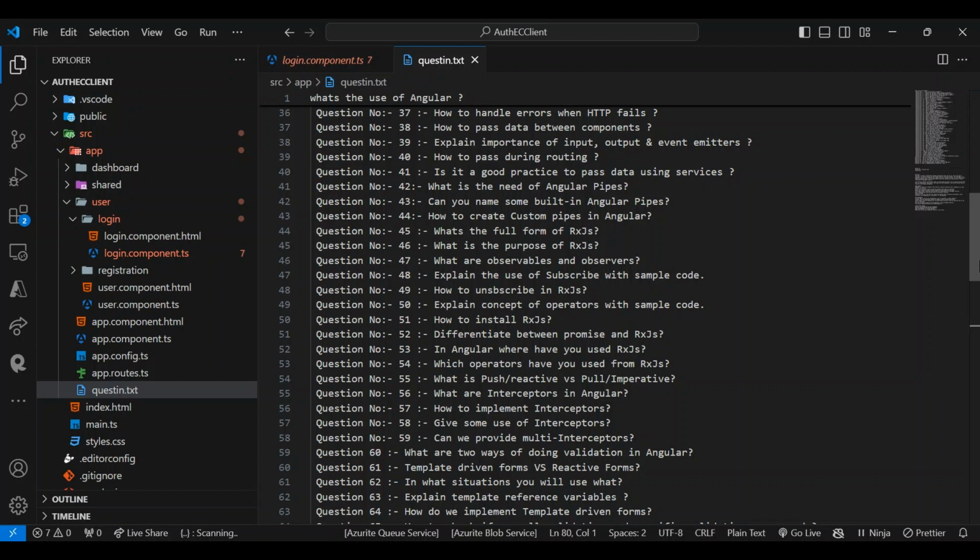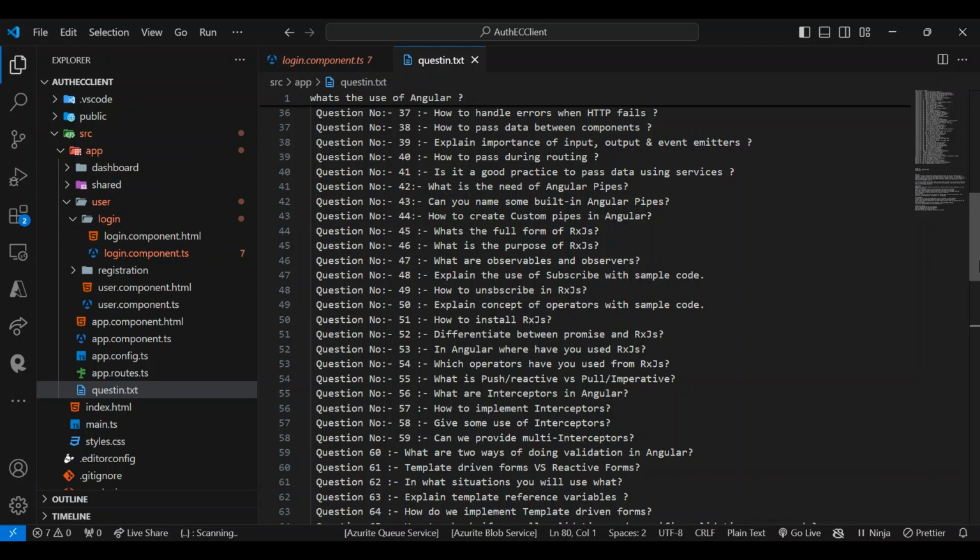So next question: how to pass the data between the components. Then next question: explain the importance of the input, output, and event emitter. These are again because the question asks about sharing and passing the data between the components. So you are telling the input, output decorator with the event emitter. They are asking what is the importance. Then next question is how many ways we have routing in Angular.